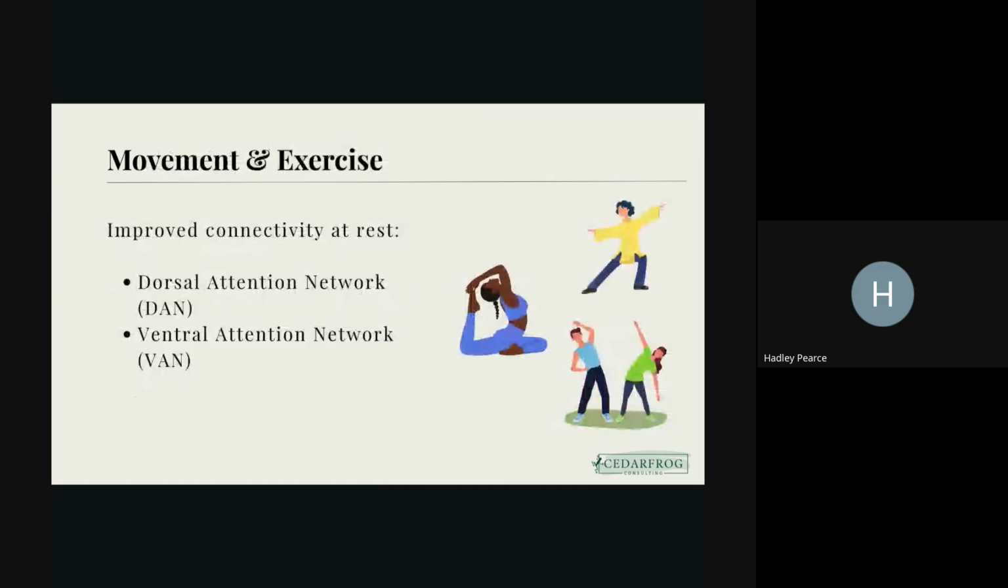Movement and exercise, particularly mind-body type exercises like yoga and Tai Chi and Qigong, have shown to improve functional connectivity when we're resting. So this means stronger networks between the default mode network, the dorsal attention network, which is linked to focusing on goals and filtering distractions, and the ventral attention network, which helps detect important external stimuli.